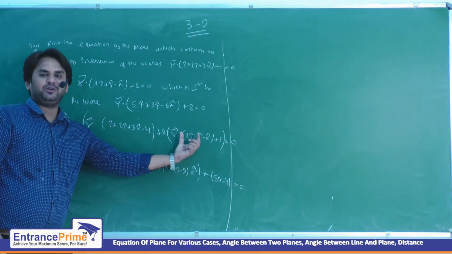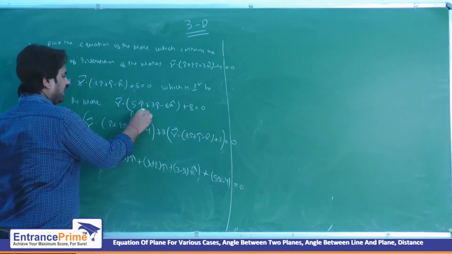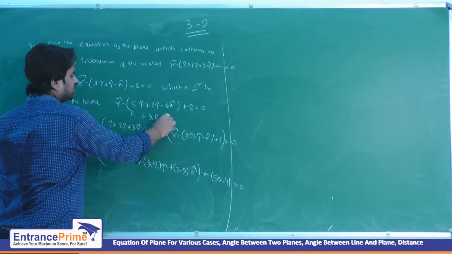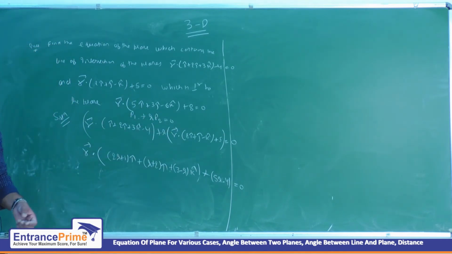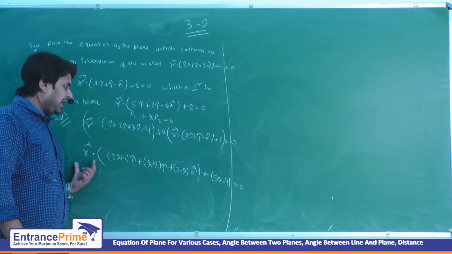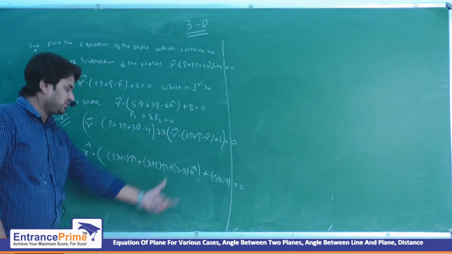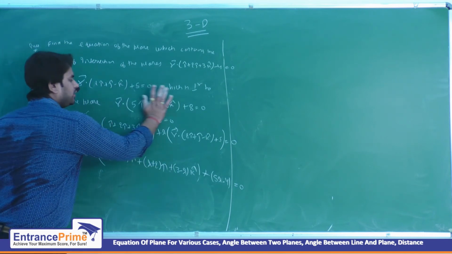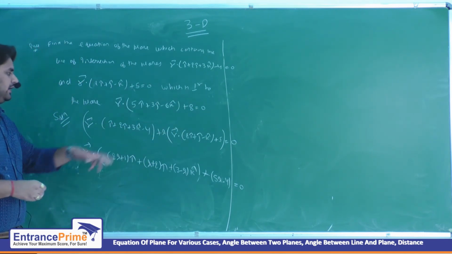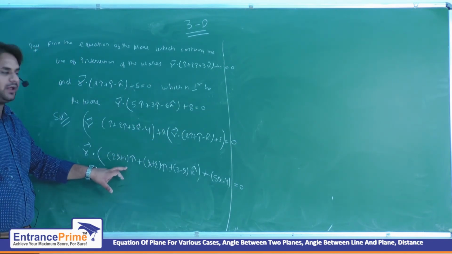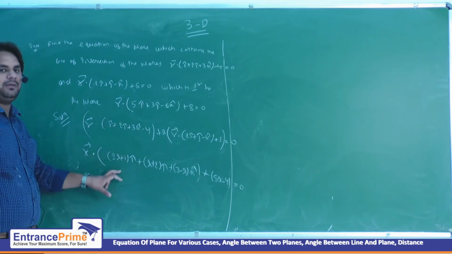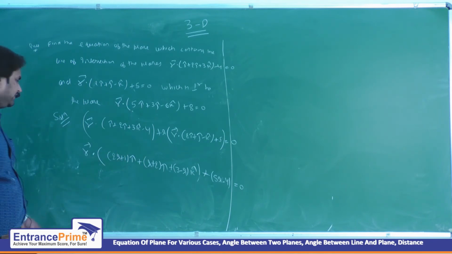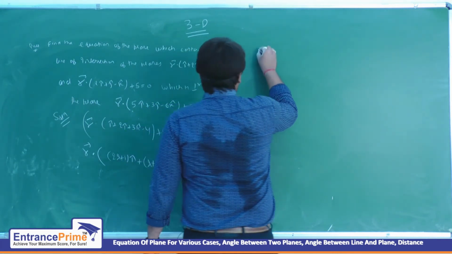P1 plus lambda P2 equals 0, where P1 is plane 1 and P2 is plane 2. So it is like this: r dot this plus this equals 0. And this plane is perpendicular to this plane. These two planes are perpendicular to each other, which means the sum of the products of their normals' components will be equal to 0.